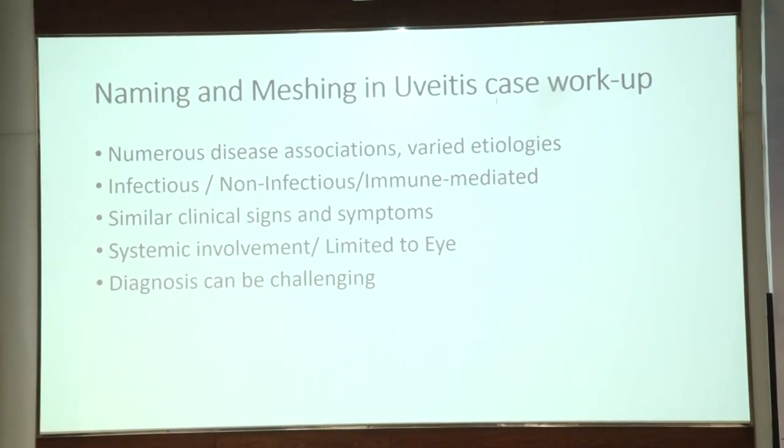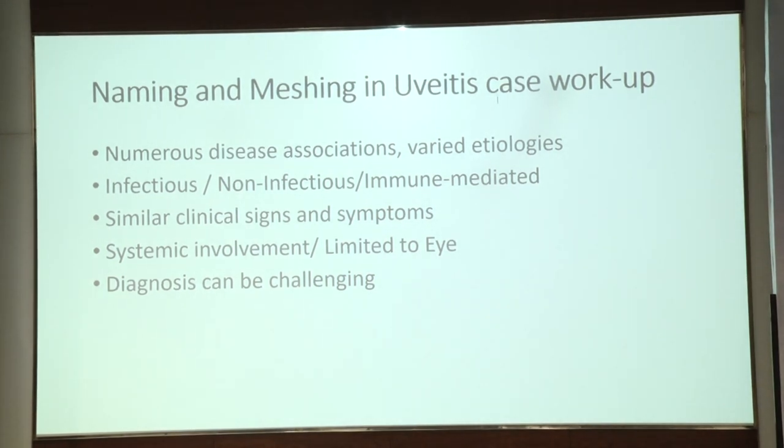So as far as naming and meshing in uveitis case workup is concerned, why is it so important? Because uveitis is an entity which is associated with numerous disease associations. There can be varied etiologies of the disease. It can be infectious, non-infectious, immune-mediated. And the main thing which comes in the differentials is that similar clinical signs and symptoms will be present in almost all the entities. Also, it can have a systemic involvement or the disease can be limited to the eye only. So the diagnosis is challenging.